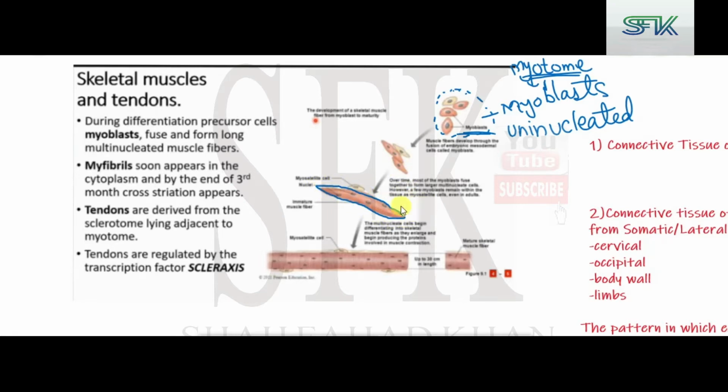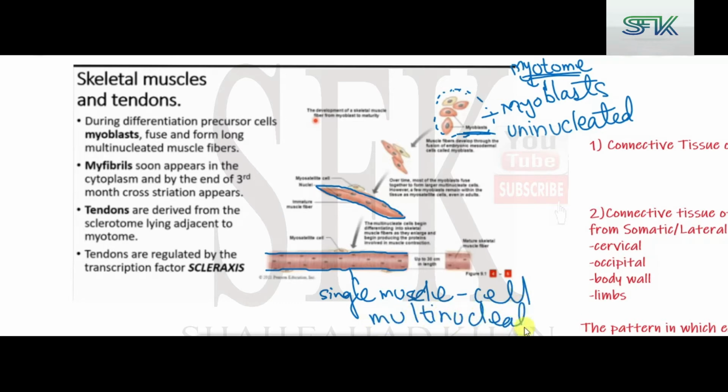Eventually these cells keep on adding up and form a very long single multinucleated muscle fiber or muscle cell. So this is a single muscle cell which is multinucleated. In the meantime, while this muscle fiber is developing, there are certain myoblast cells that remain undifferentiated. They only attain the fusiform shape, but they do not join in to form the long cylindrical cell.